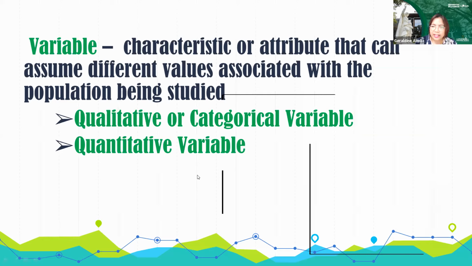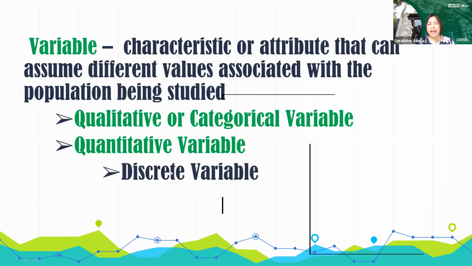Delivery unit. I do not know the correct term. So these are qualitative or categorical variables. Then if the variable can assume numbers or quantitative values, then we call it quantitative variable, which is categorized into two: discrete and continuous variable.